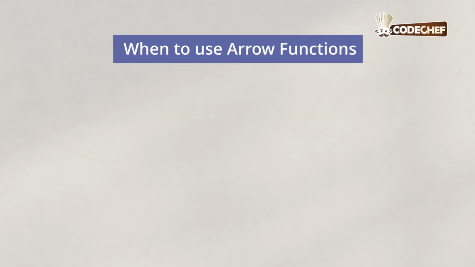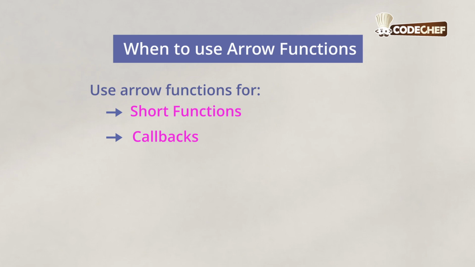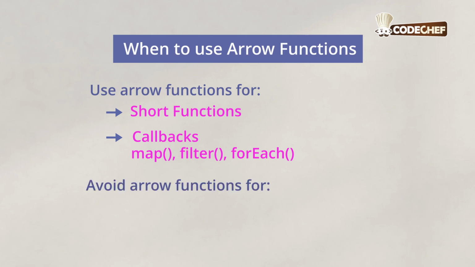So let's look at when we should use arrow functions. We will use arrow functions when we're using short functions or callbacks. They work especially well with array methods like map, filter, and forEach, where the function is small and used only once. However, avoid arrow functions when working with constructors or object methods. In these cases, you usually need a dynamic this, which arrow functions do not provide.